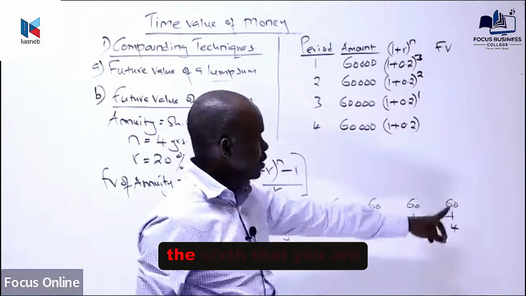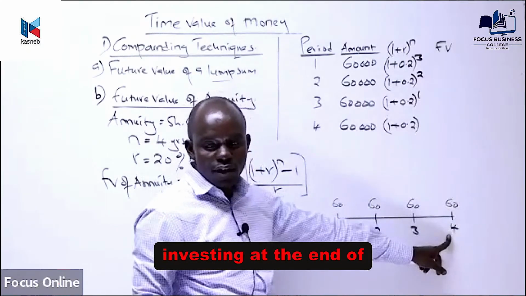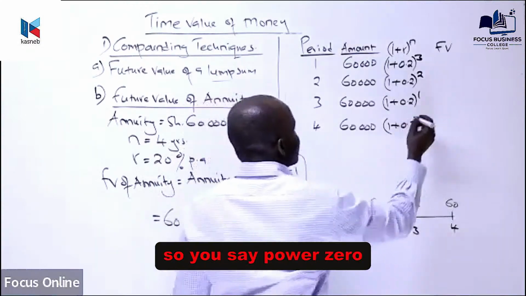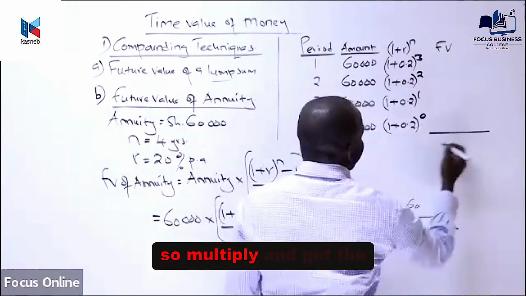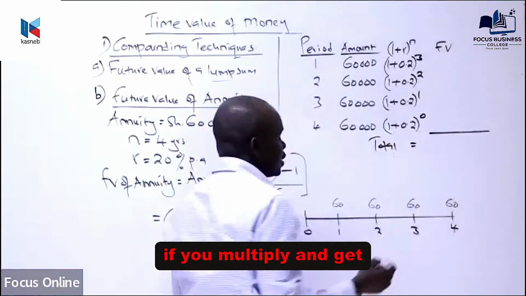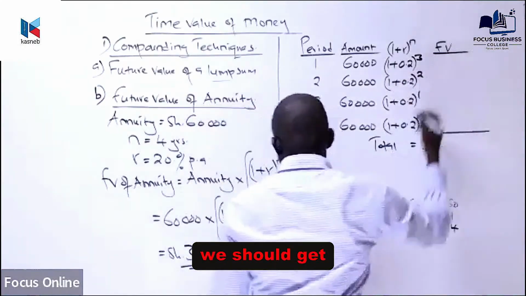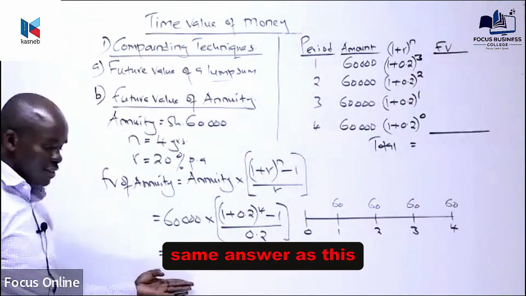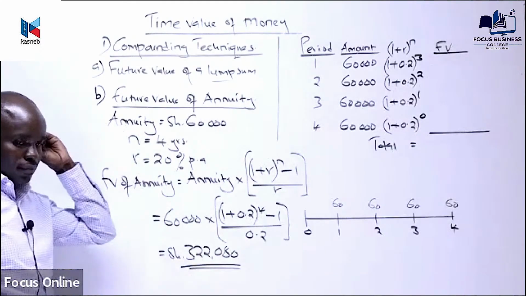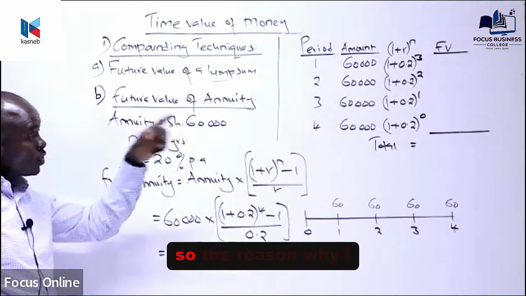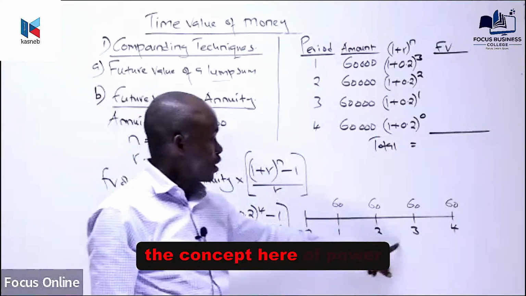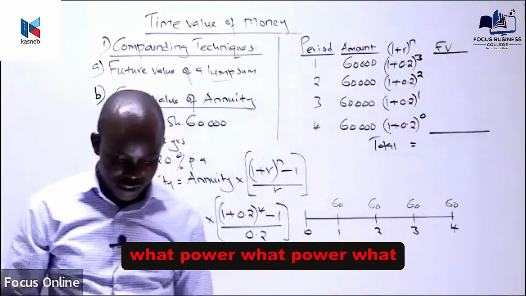And the last one, the 60 that you are investing at the end of year 4, will have earned no return. So you say power 0. So multiply and get the total. If you multiply and get the total, we should be getting the same answer as this. I just want you to get the concept here of power what, power what.